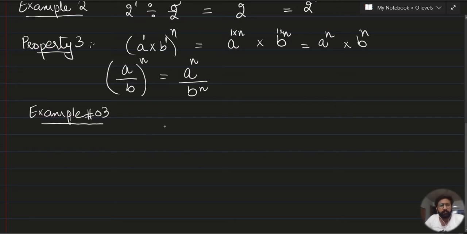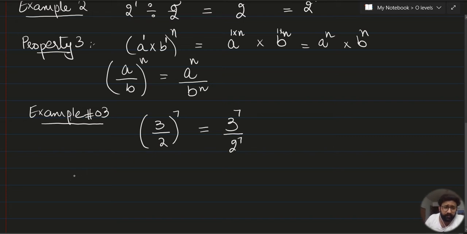And what is that example going to be? For example, there is (3/2) whole power 7. So you can see that there is a power on top of the whole of it. So this power is not just going to come on top of 3, but it is going to be there on top of 2 as well.